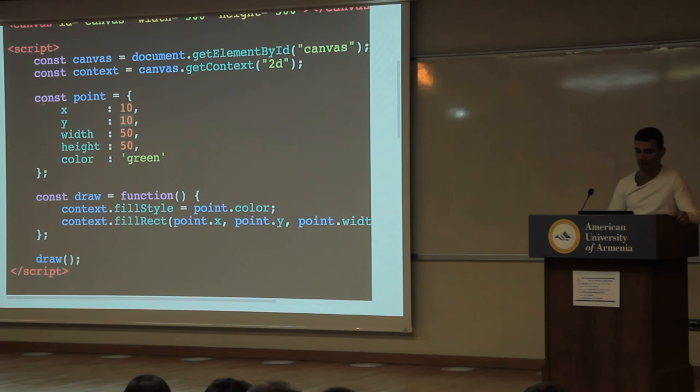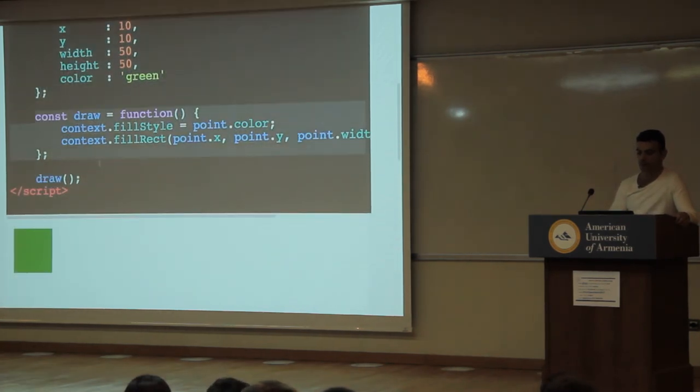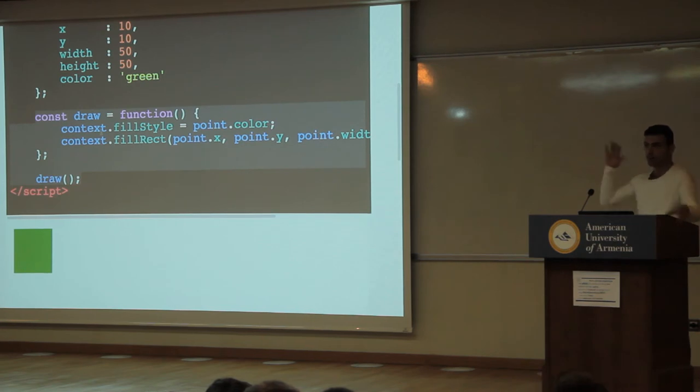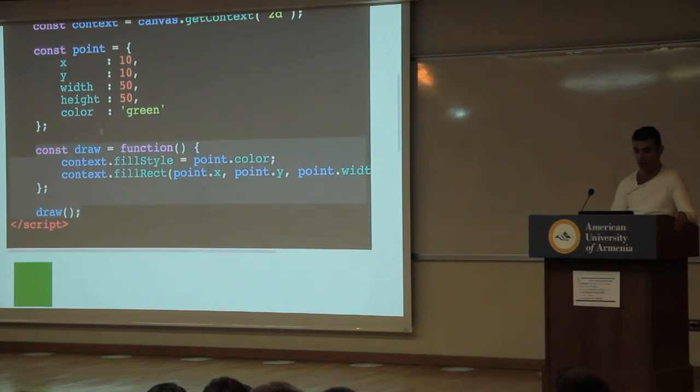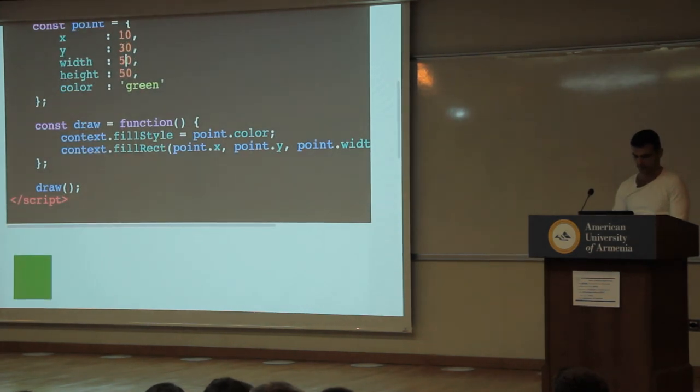In other words, I have data here and I have a rendering function here that knows how to take that data and put it on the screen. Simple, yes? And if the data changes, if I make the data something else, things will change.